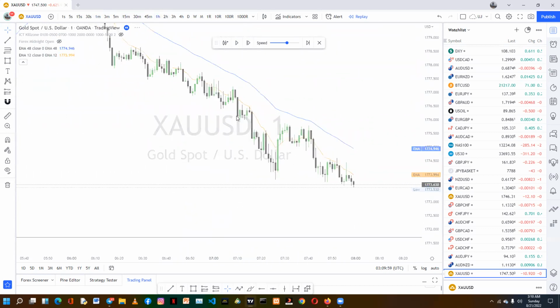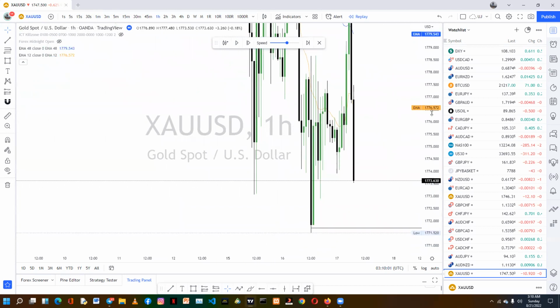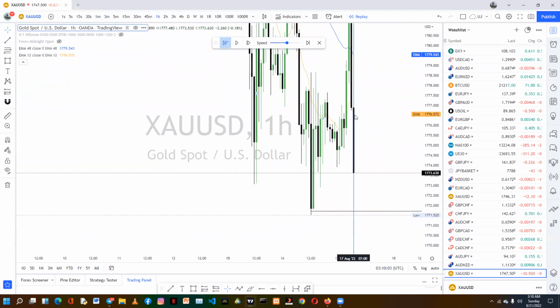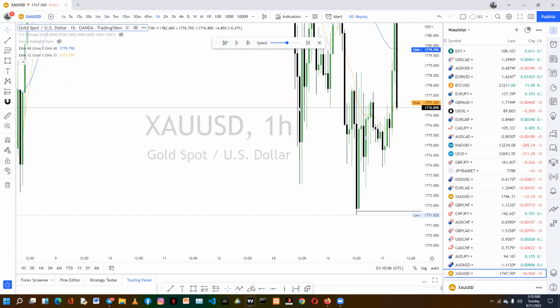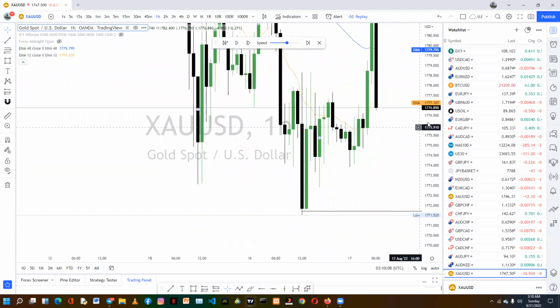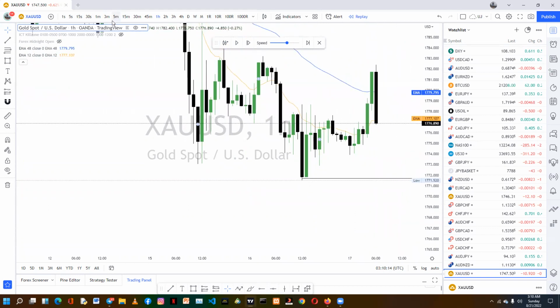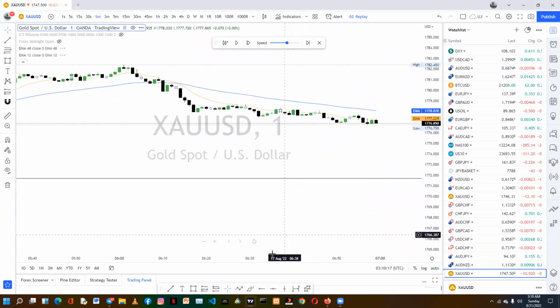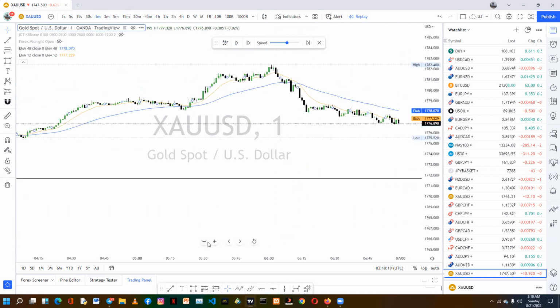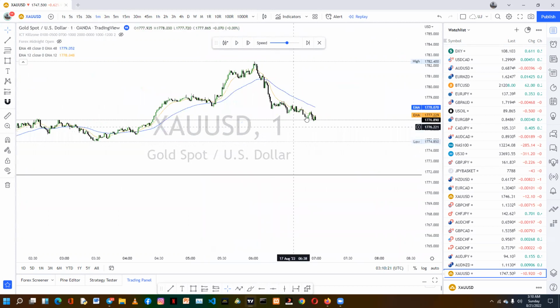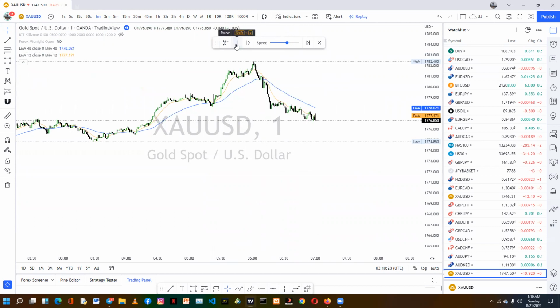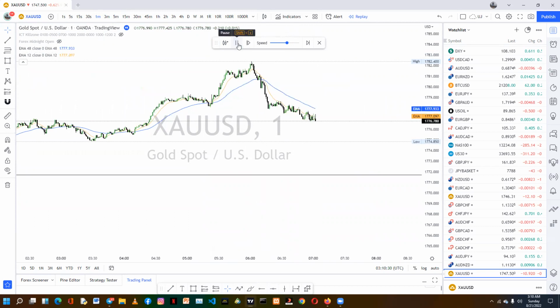Let me go back to the 1 hour and cut this. Here you have a close below the moving average. You can see this candle closes below the moving average after touching the 48 moving average. So now we change to the 1 minute chart. On the 1 minute chart, what you are looking for is price coming back to the 48 moving average and closing below.